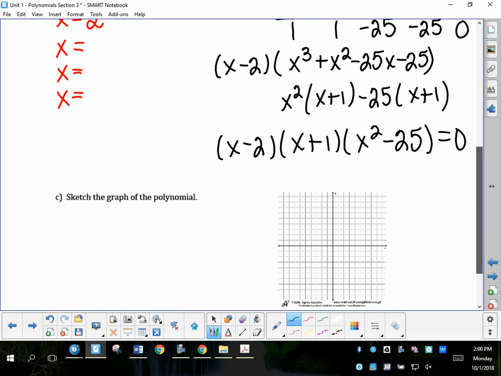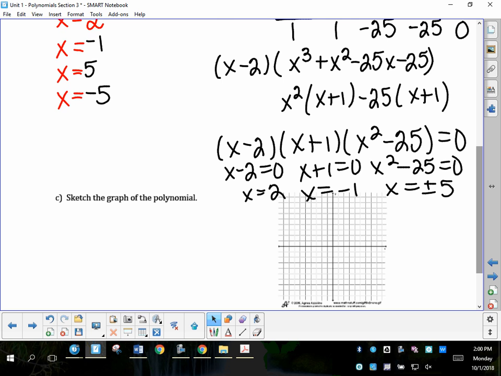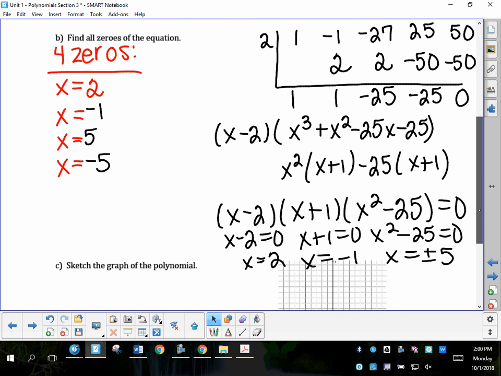Perfect. So now comes the hard part. You've got x minus 2, you've got x plus 1, and you've got x squared minus 25. That means I'm going to get answers at 2 and at -1 and at plus or minus 5. So I listed the 2 out. I got a -1, I've got a 5, and a -5. Do we have questions on that?